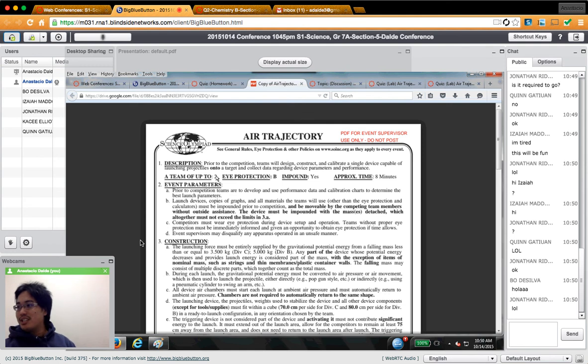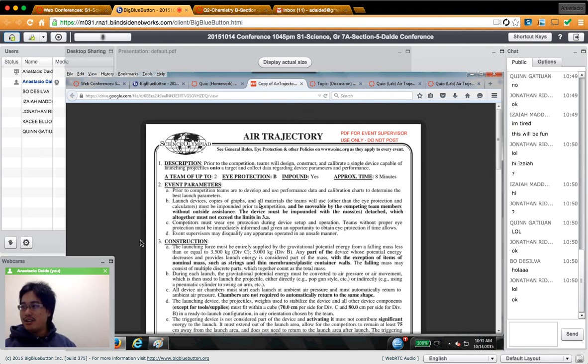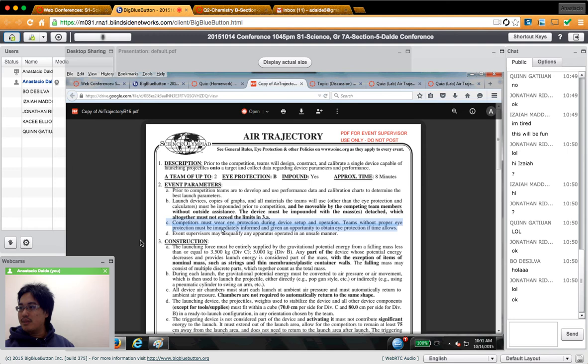True or false? A team must wear eye protection only during the times they're firing. No. Competitors must wear eye protection during device setup and operation. Teams without proper eye protection will immediately be informed and given an opportunity to obtain the eye protection if time allows. If you take it off, you're going to be ranked in tier C, I think, or tier 4 or whatever. That's bad.